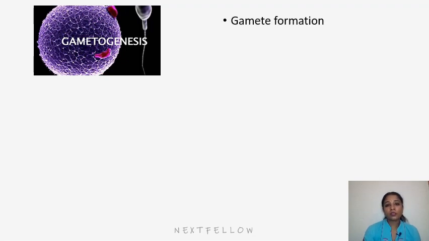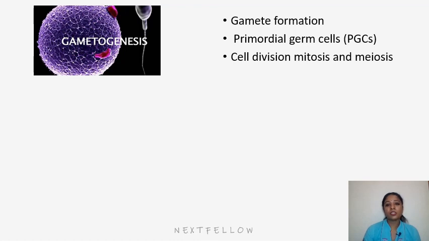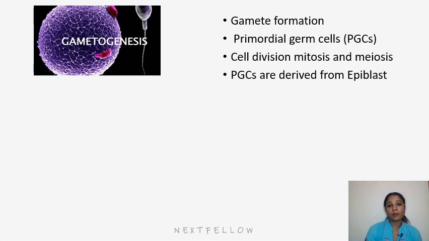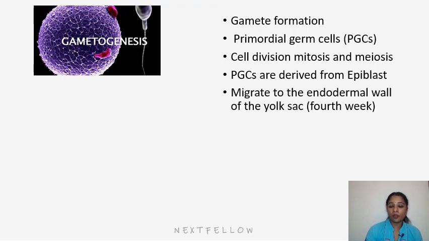So gametogenesis means gamete formation. These gametes are formed from primordial germ cells. Primordial germ cells are derived from the epiblast cells, which are involved in the cell divisions of mitosis and meiosis. And these PGCs, which are derived from the epiblast, migrate to the endodermal wall of the yolk sac during the 4th week of intrauterine life, and reach the indeterminate gonad by the 5th week of intrauterine life.